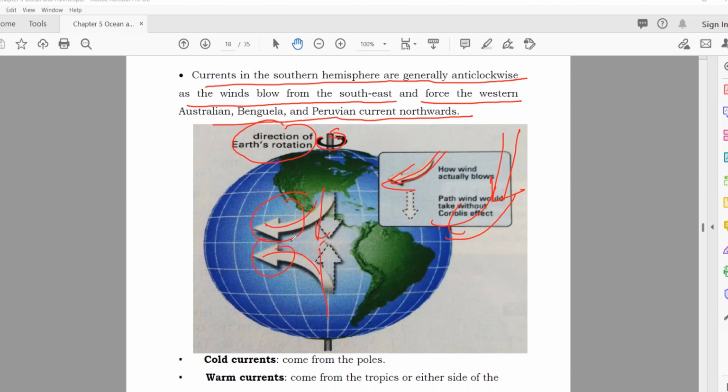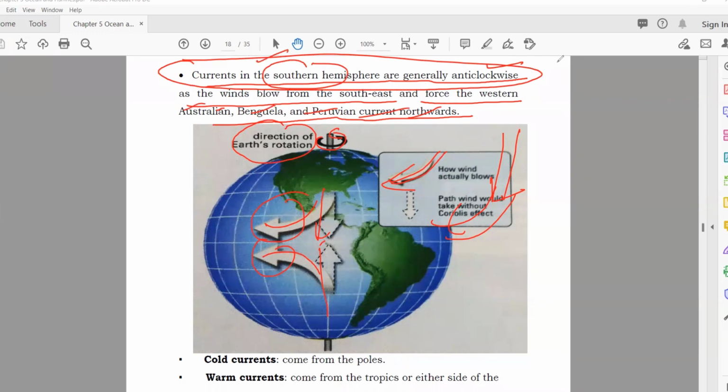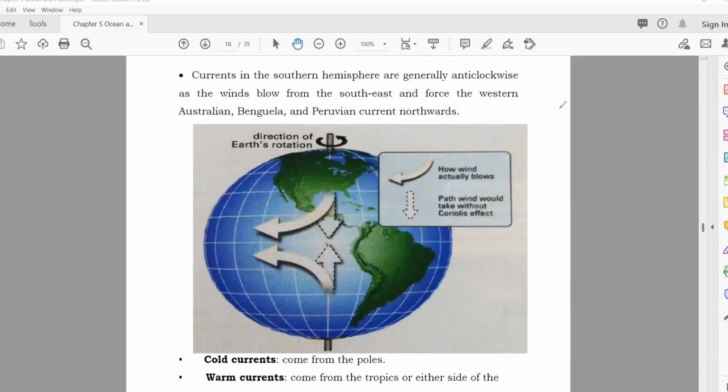So they are saying that the currents in the southern hemisphere are anti-clockwise. If you can remember only this part, that is fine. No need for these examples, they are not required. But this one you can remember: the currents in the southern hemisphere are generally anti-clockwise. And how are they anti-clockwise? Okay, here you can see this one.